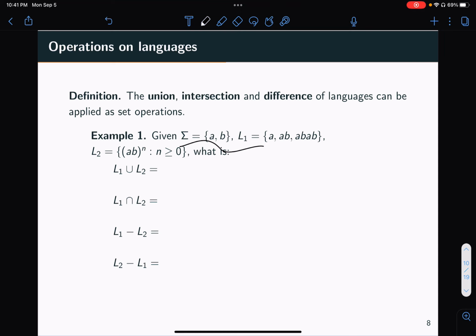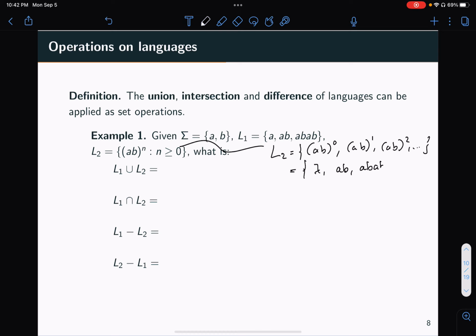So what does this actually look like? Let's just write a few of the strings down. So I have AB^0, AB^1, AB^2, and so on. And actually what that looks like is I have the empty string, because any string to the 0 is the empty string. Then I have AB, then I have ABAB, and so on. So this is my language L2, okay?